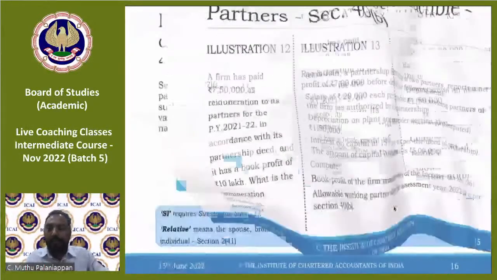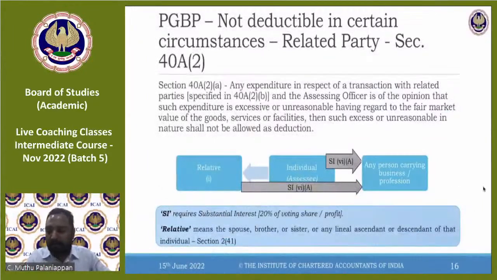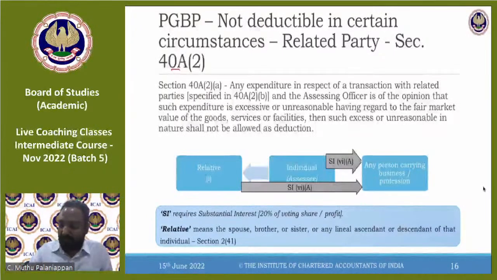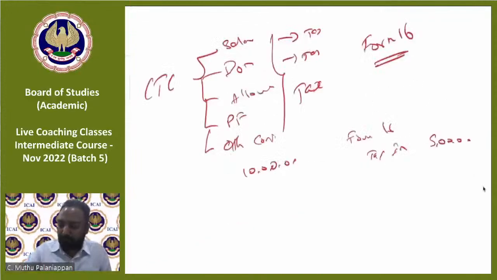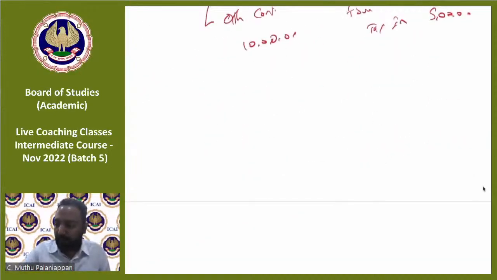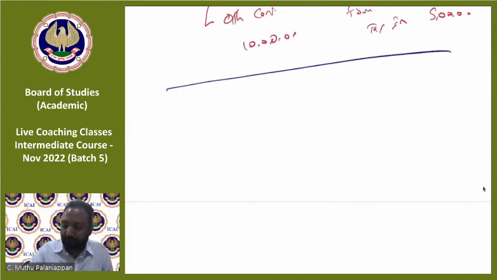Okay. So now we'll move on to the next topic. That is in 40A itself, sub-section 2, clause 2, where it talks about related party transactions. I'll first tell you what is the impact of this.